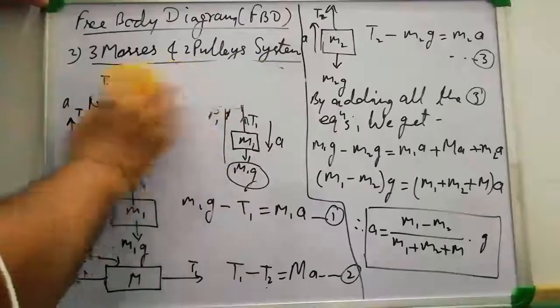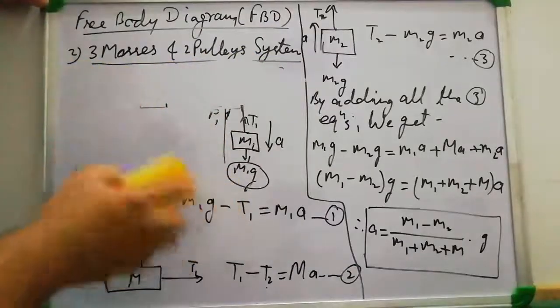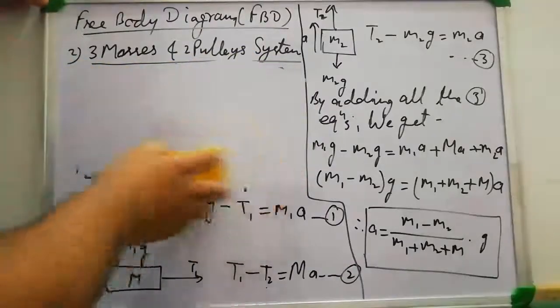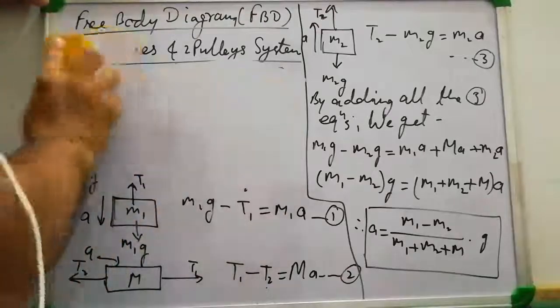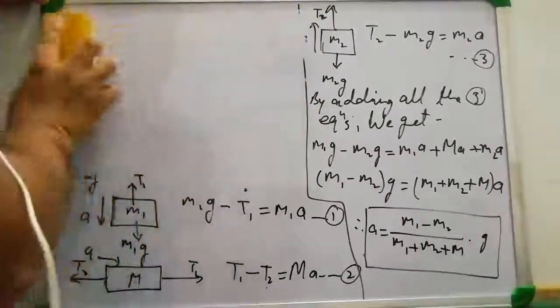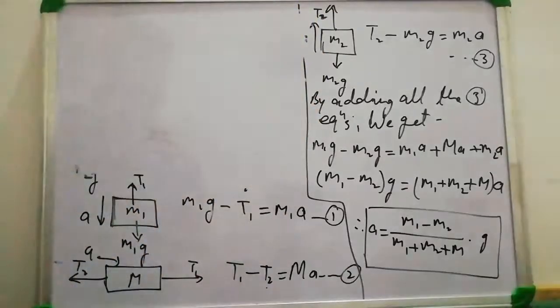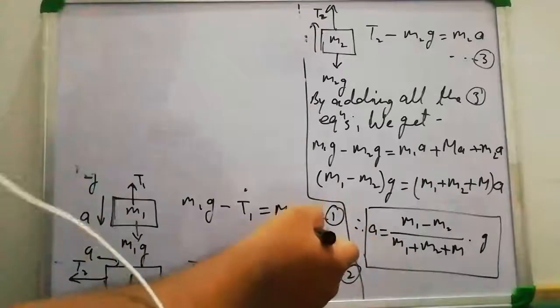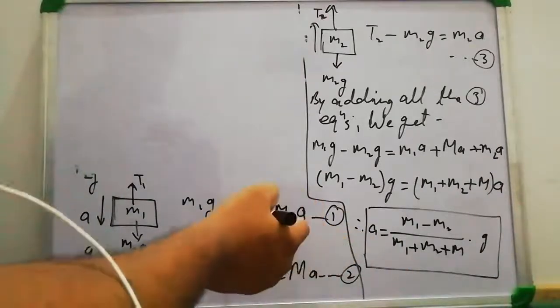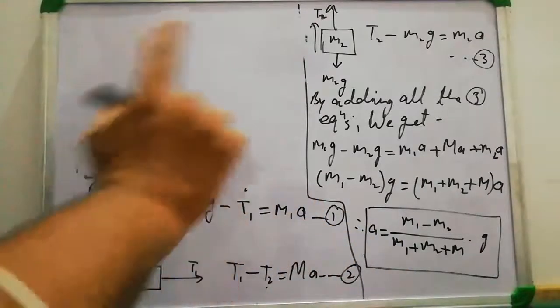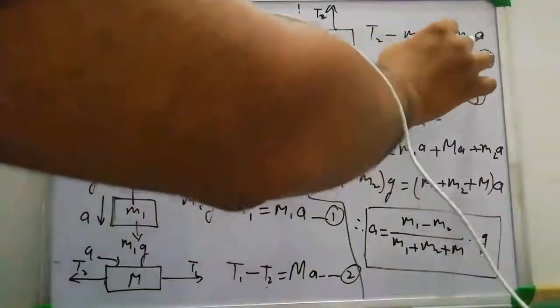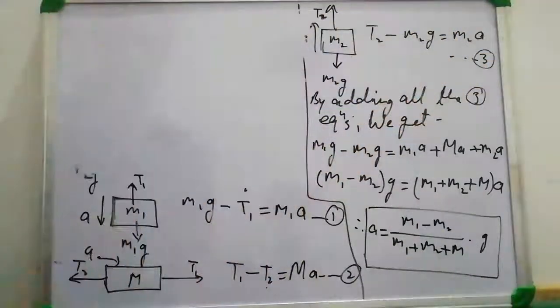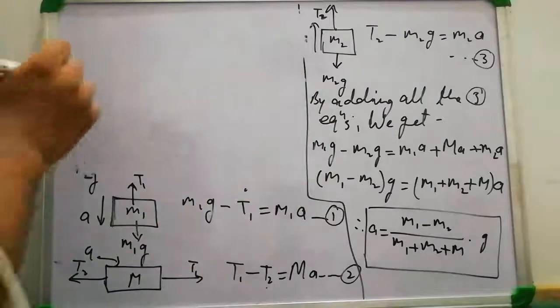Now what will we do? We have to calculate the tension forces also. So let us calculate the tension forces one by one. We know the value of a. So first of all we will place the value of a here, then we will get T1. Then after that we will place the value of a here, then we will get T2. So what will we get?